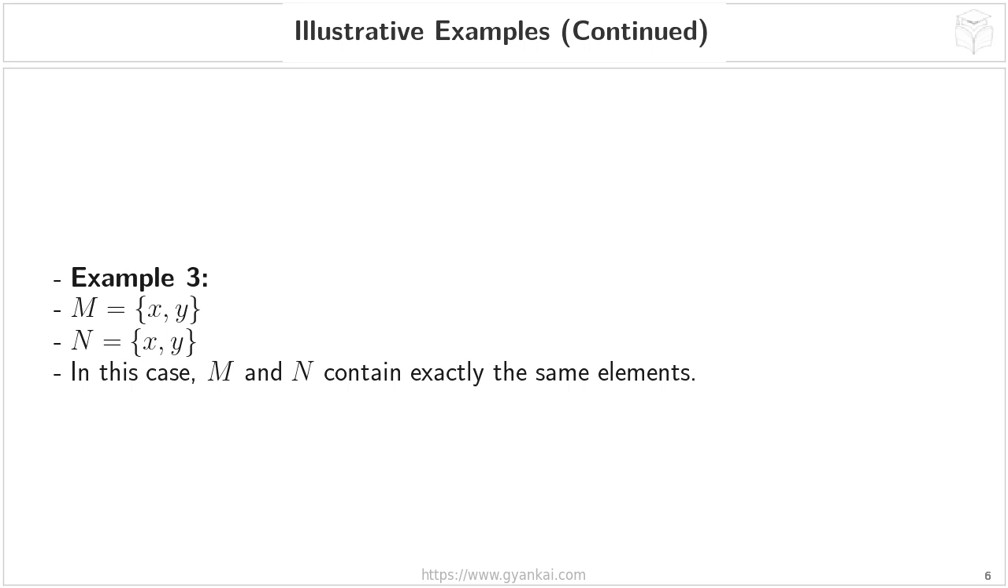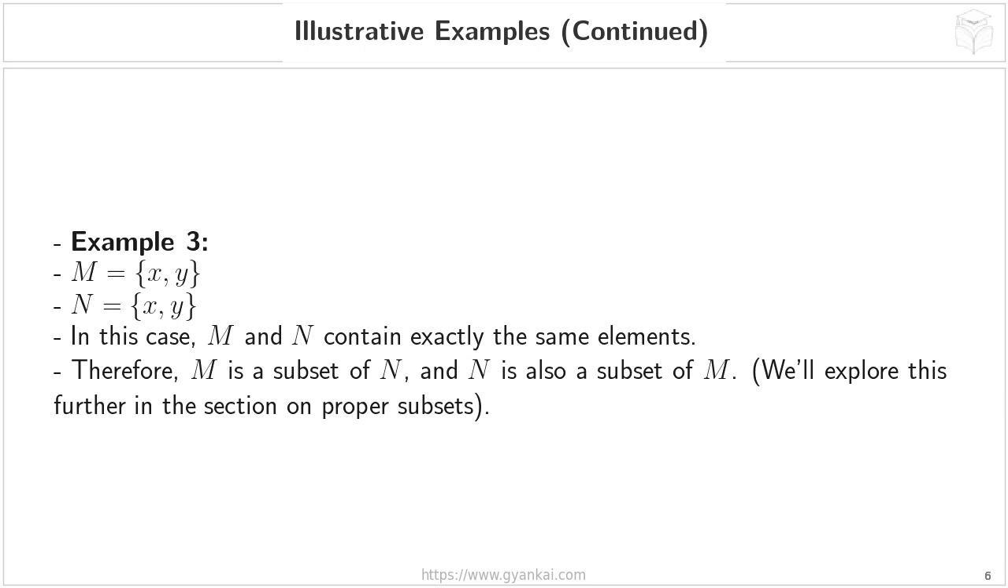This might seem a little strange at first, but it's perfectly valid in the world of subsets. Because every element in M is also in N, and every element in N is also in M, we can confidently say that M is a subset of N, and, importantly, N is also a subset of M. They are essentially the same set.